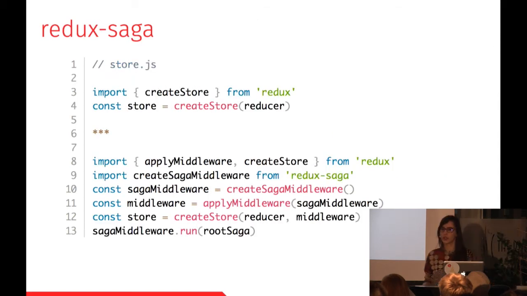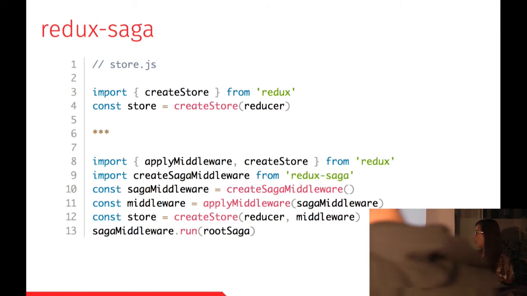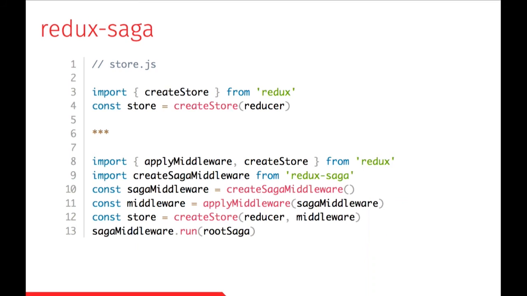Okay, now I would like to switch to the second library, which is also very popular recently. It's redux-saga. As for setup, it's also very simple. We just have 6 lines in the second part, but we also simply create the Saga middleware and pass it to the store. And we also have to run the root Saga that I will show you in a second.